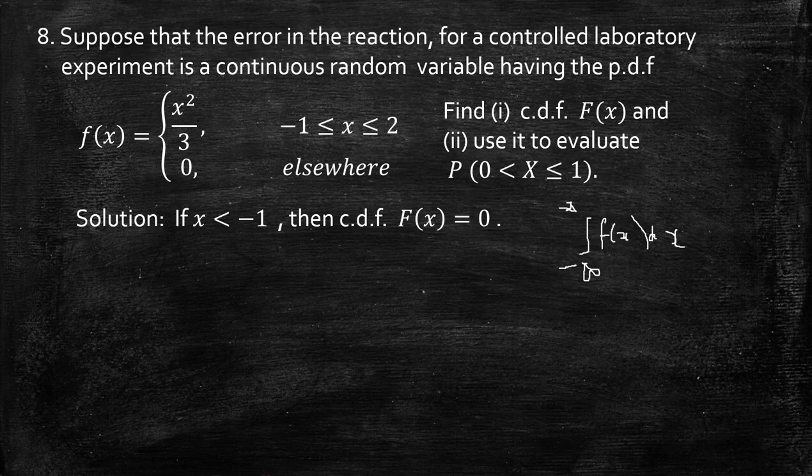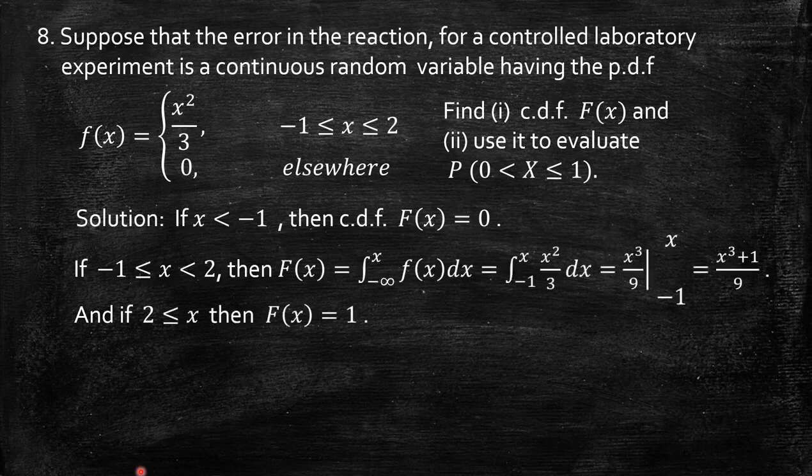Now what about the second case? If I take x any value between minus 1 and 2, that is, minus 1 less than or equal to x less than 2, then F of x, again as I told, is the integral of f of x from minus infinity to x. But from minus infinity to minus 1, the function is 0. That means it starts from minus 1 to any x. So the integral is from minus 1 to x.